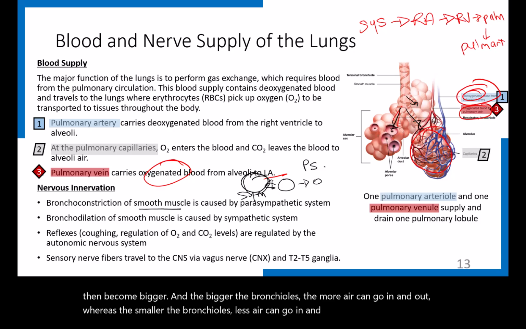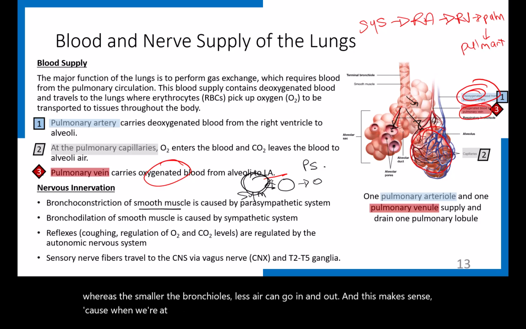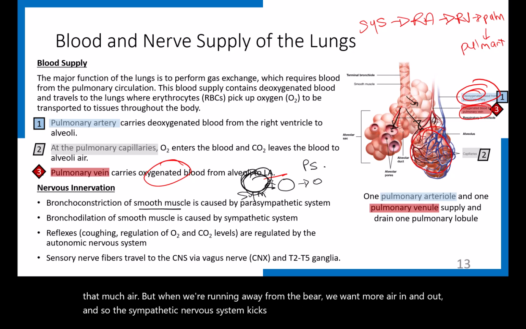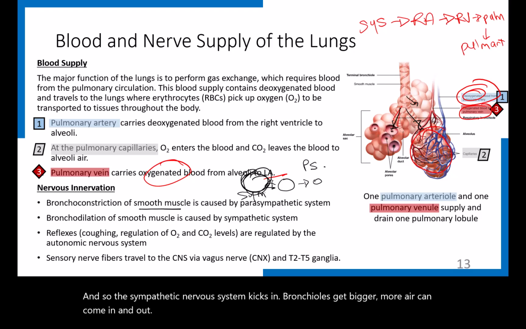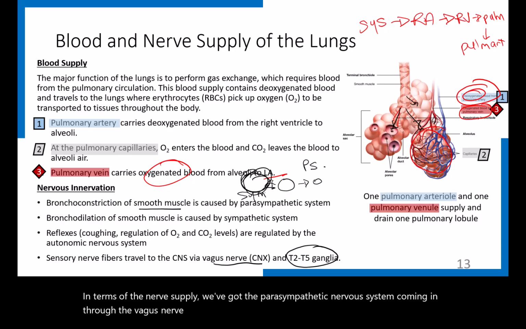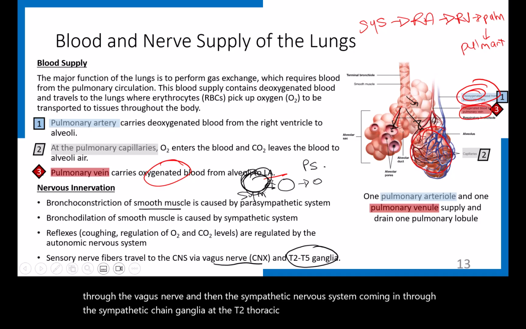And this makes sense because when we're at rest, the parasympathetic nervous system is dominant. We don't need that much air. But when we're running away from the bear, we want more air in and out. And so the sympathetic nervous system kicks in. Bronchioles get bigger. More air can come in and out. In terms of the nerve supply, we've got the parasympathetic nervous system coming in through the vagus nerve, and the sympathetic nervous system coming in through the sympathetic chain ganglia at the T2 to T5 thoracic levels.